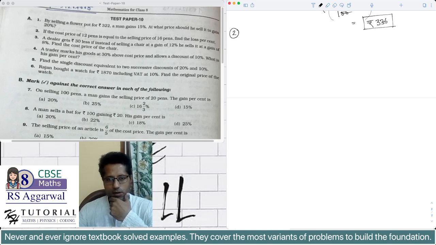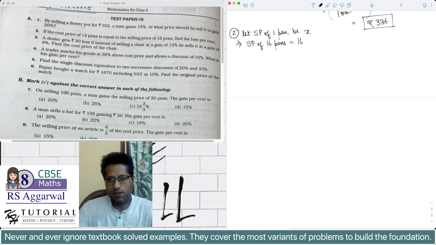From there you will be able to find the cost price of 1 pen and the selling price of 1 pen. So I am assuming let selling price of 1 pen be x. So this implies selling price of 16 pens will be equal to 16x, and it is given that the cost price of 12 pens is equal to the selling price of 16 pens.